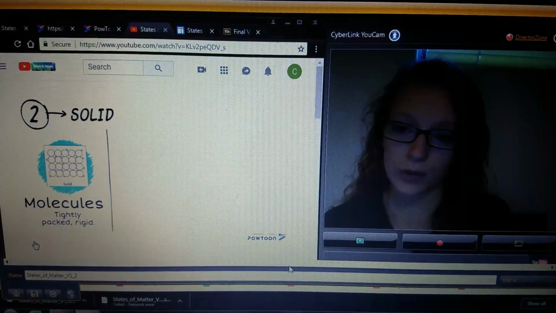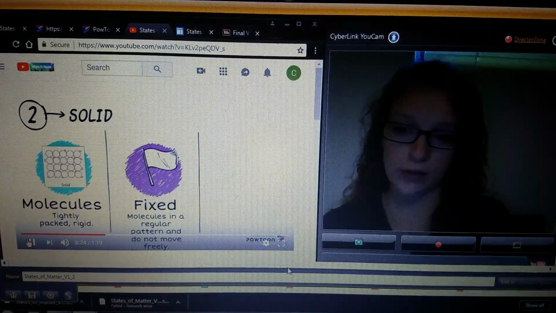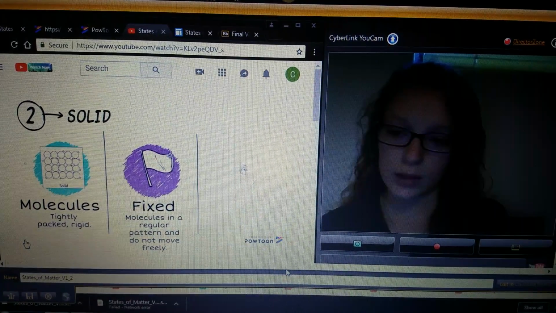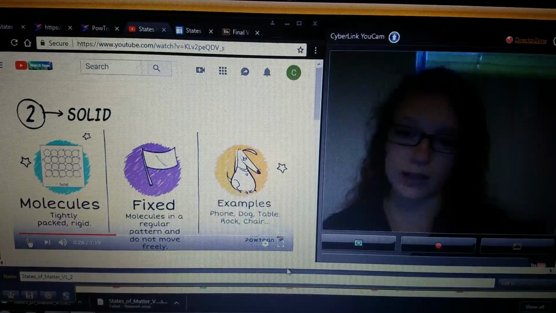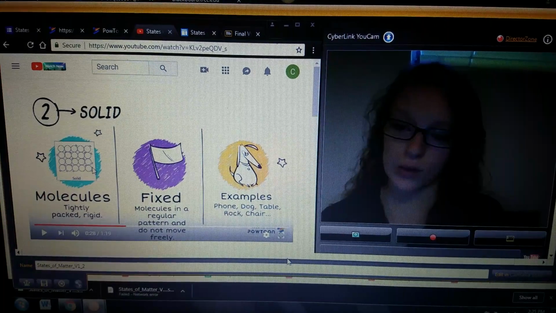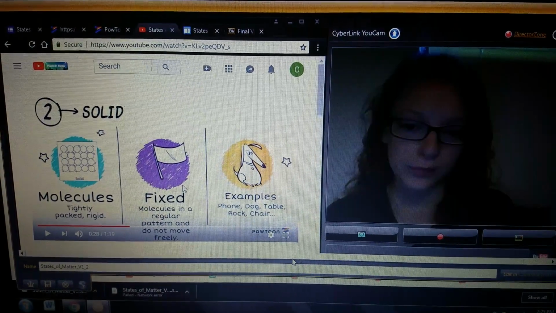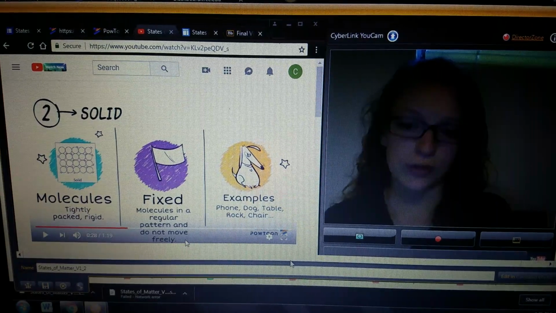I've got some more details about a solid here. If you remember, all matter is made up of molecules. The molecules in a solid are tightly packed together. They're in a nice little pattern here, nice little neat rows. They are very close together. They don't move a whole lot. They do not move freely.